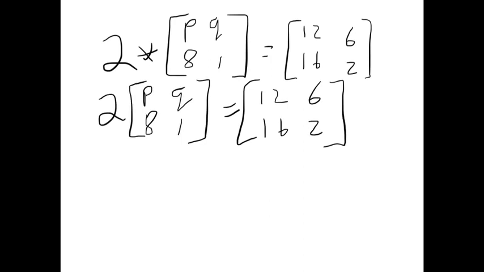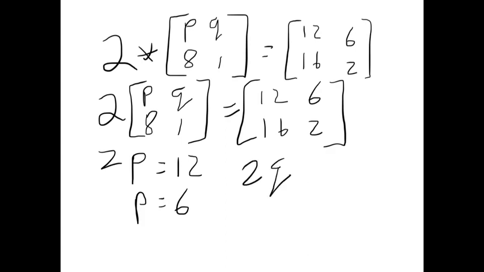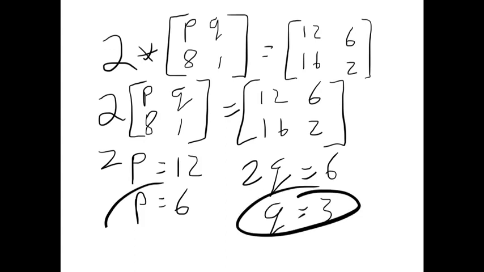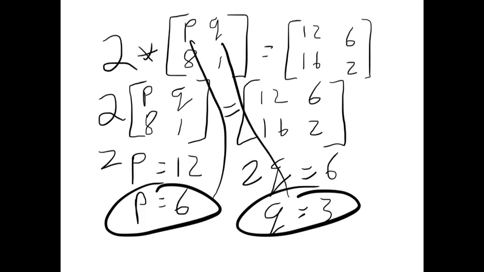Notice that we know that this equation works because 2 times 8 is 16 and 2 times 1, of course, is 2. So we've got 2 separate equations that quickly give us 2p equals 12, meaning that p equals 6 by dividing both sides by 2, and 2 times q equals 6, so q must equal 3. And that gives us the answers, the results that go in for p and for q.